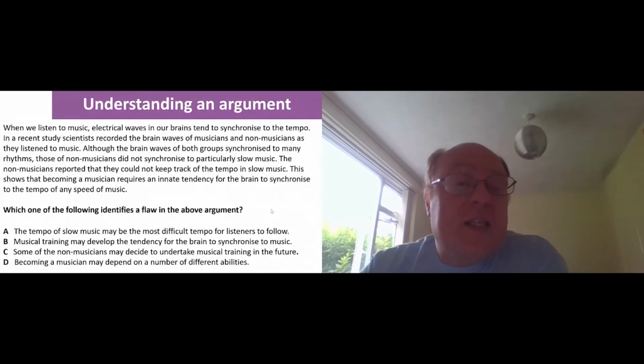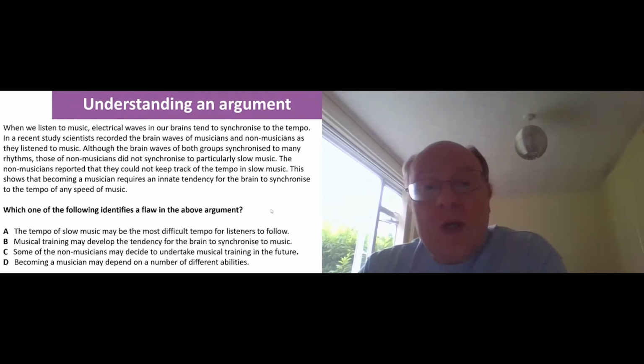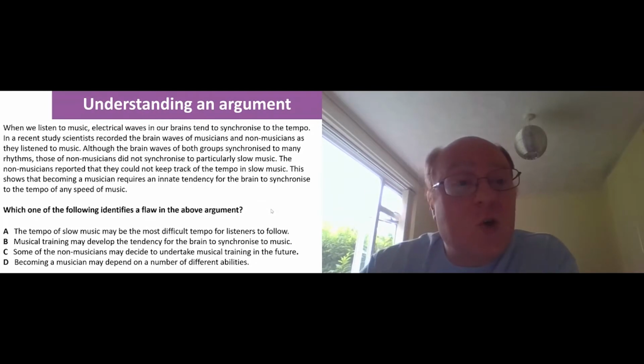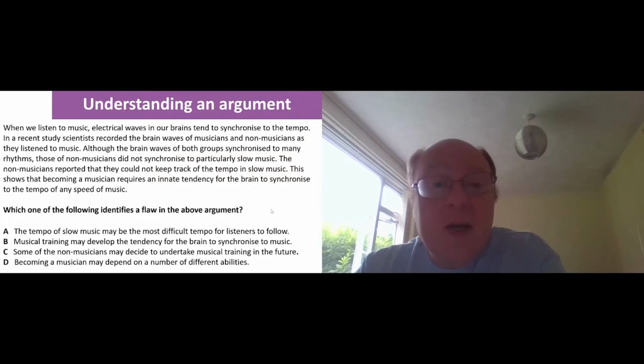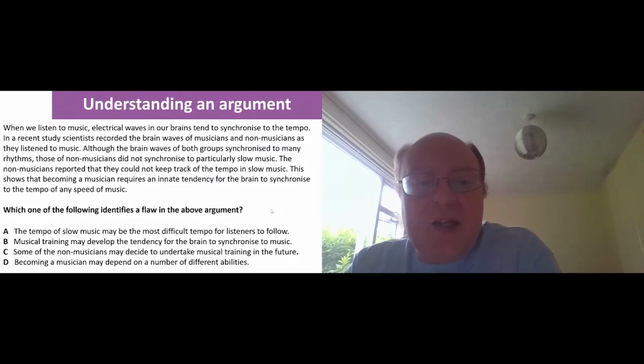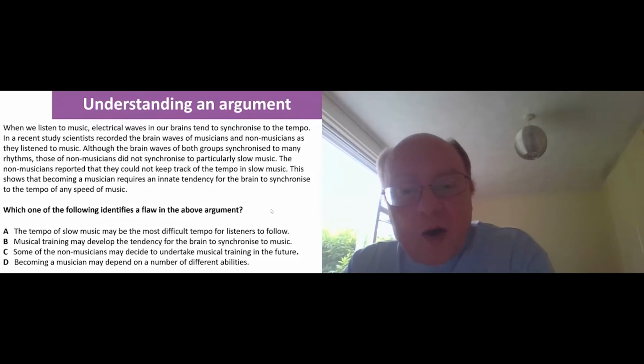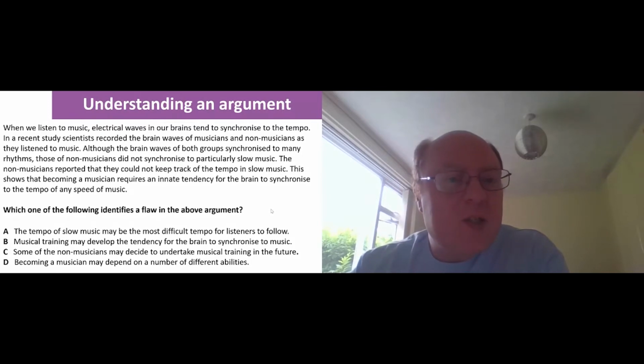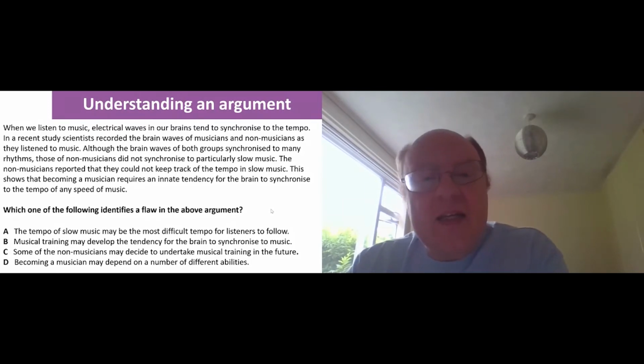So in this case, it's actually an argument talking about how people learn music and listen to music and understand it. And it's also talking about brain waves and the way the brains work. Now, you don't need to know anything about music. You don't need to know anything about brains or how they process and analyze things in order to answer this question. All of the information for section 1 questions is there in the text. You don't need to know anything more than what's actually written there. And as you can see, this question is actually asking you to identify a flaw in the above argument. So you need to go back, read through it, work out what the argument is, and then identify a flaw in it.